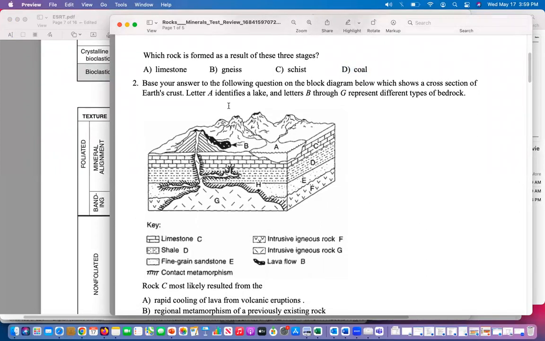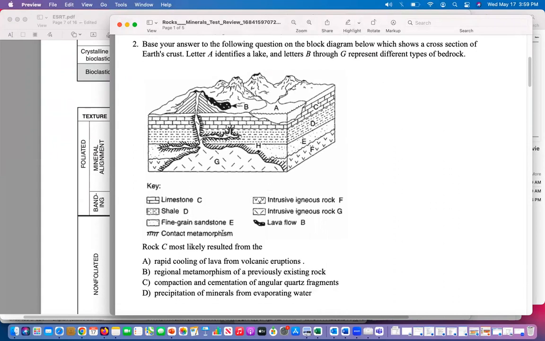Number two says, base your answers to the following questions on the block diagram below, which shows a cross section of Earth's crust. Letter A identifies a lake, and B through G represents different types of bedrock, right? So all of that we see here are different layers of rock. It says rock C most likely resulted from what? So I see rock C and I see the word limestone. So I know that rock C is a limestone. Now, what's interesting about it is rock C most likely resulted from what?